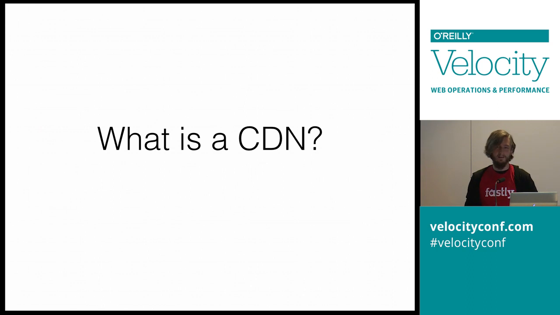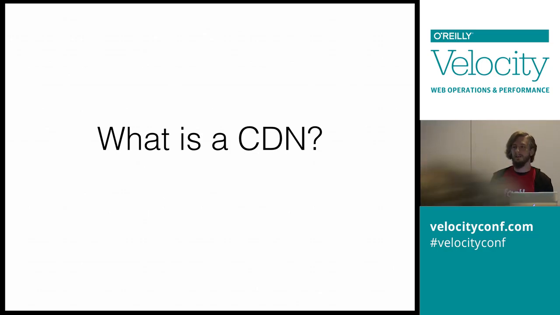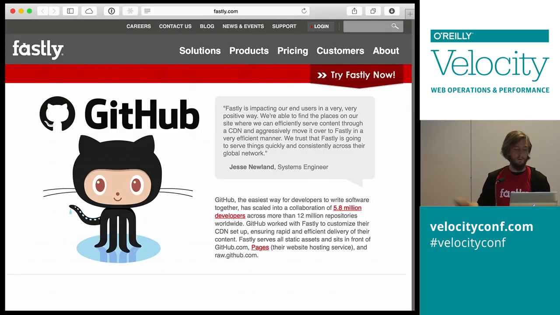So you probably already know what a CDN is, but because this is Velocity, bear with me for a moment, because I'm going to explain anyway. A CDN is a content delivery network. It's a globally distributed network of servers. And at its core, the point is to make the internet better for everyone who doesn't live across the street from your data center. You might use it for images, for APIs, or for websites. For instance, this website about how much GitHub loves Fastly.